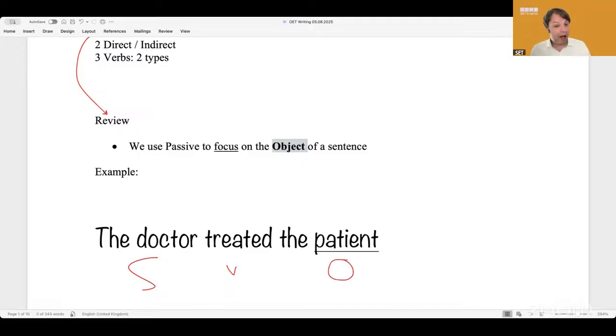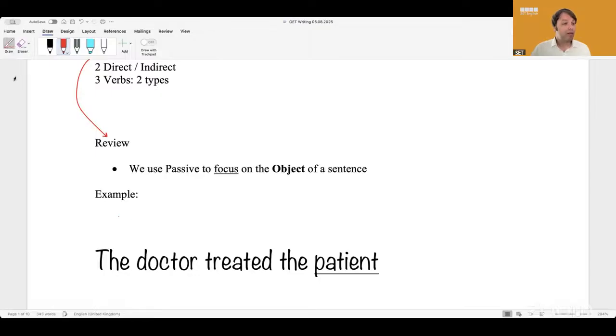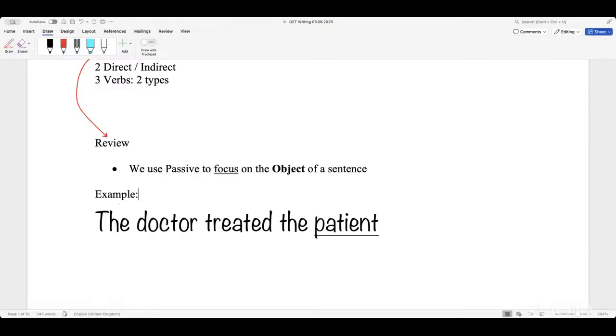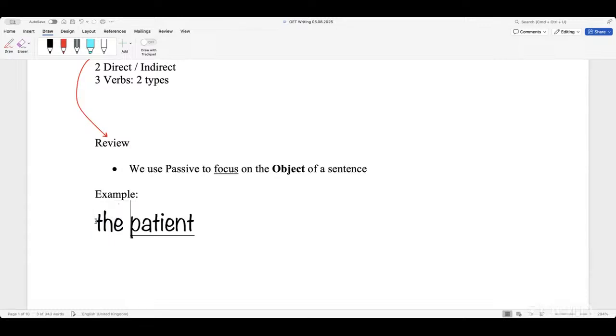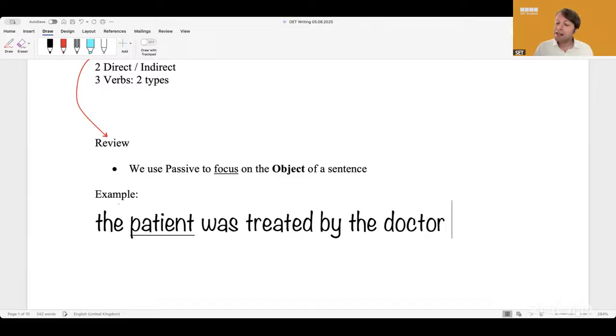So in passive, we want to shift the focus to the patient. In this example, just this example. Kadriye, can you give me the passive of this? The patient was treated by the doctor. Now, is this correct? Well, there are 2 problems actually here. This is passive because the object of the sentence is now at the start.